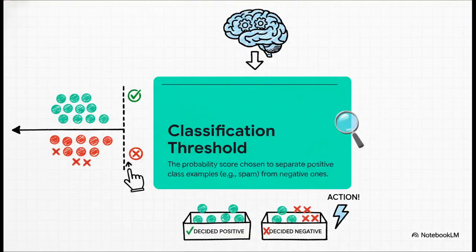But look, a probability, that's not a decision, is it? We need a final answer. So what do we do? We have to draw a line in the sand. And that line has a name, the classification threshold. It's the simple rule we create that says, okay, if the score is above this line, we'll call it spam. If it's below, we'll call it not spam.